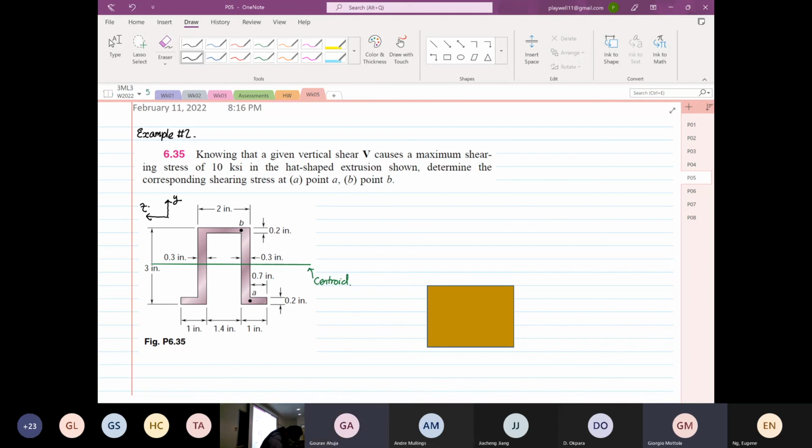Excuse me, sir. Yes. For the centroid to be in the middle, doesn't the shape have to be symmetric at both top and bottom? If you look at the shape at the top and bottom, no, okay.